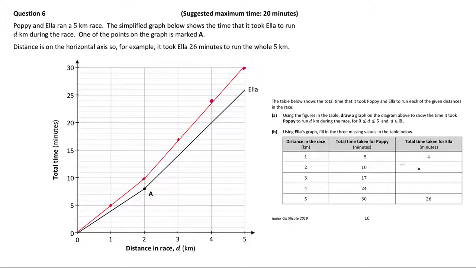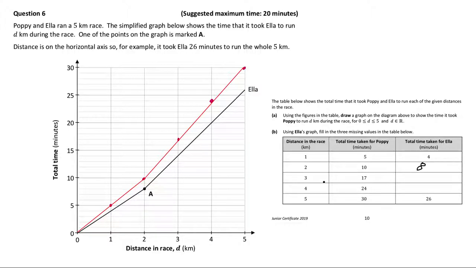Now, the next part of the question asks us to, using Ella's graph, fill in the 3 missing values in the table below. So it asks us to read out total time taken for Ella for a particular distance. So let's look at distance d equal to 2 kilometers for Ella, which is this graph. Her time is equal to 8 minutes. You can see 5, 6, 7, 8. So let's put 8 over here.